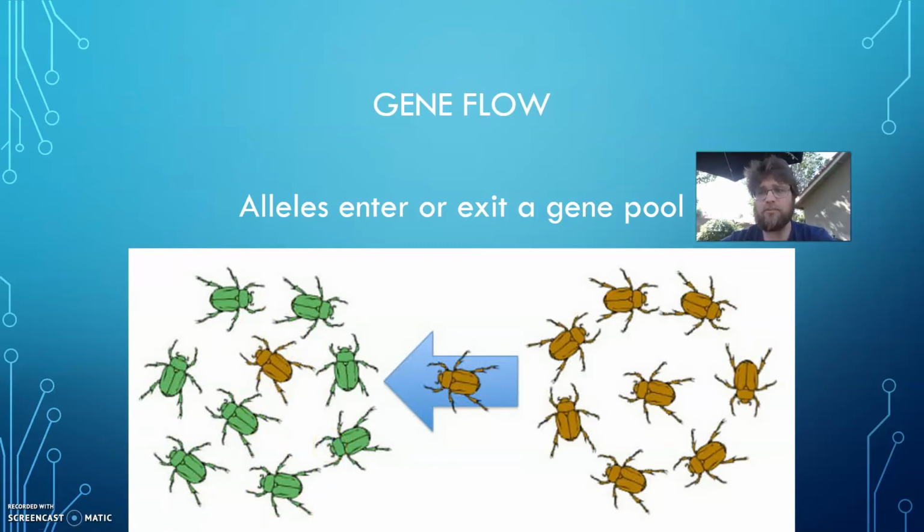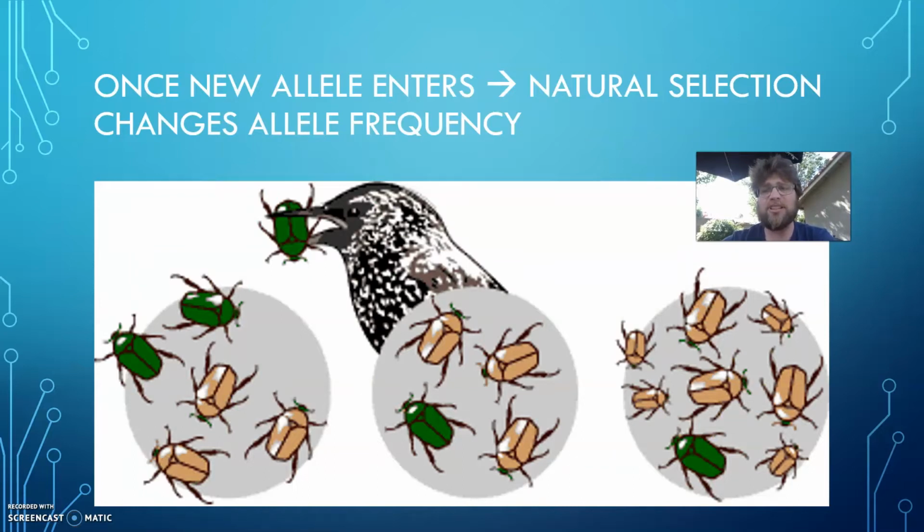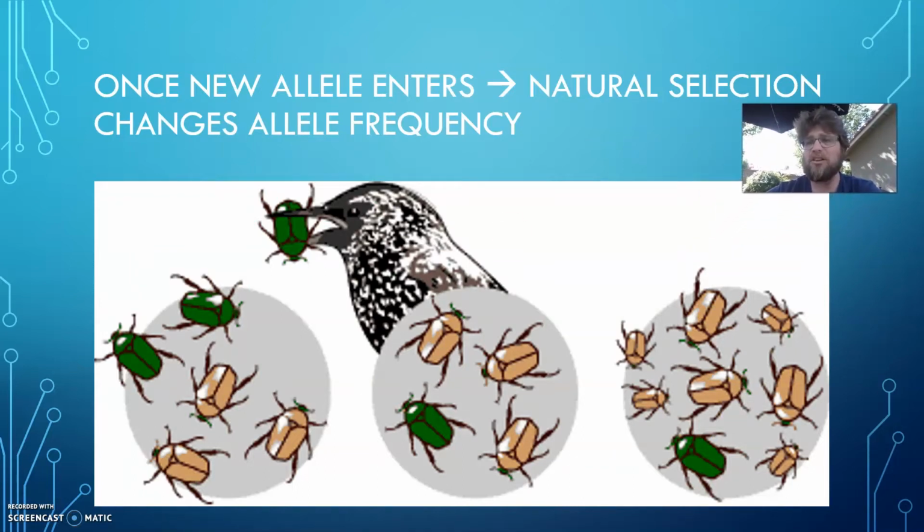And if that brown allele stays around, natural selection could select for it. Say it does a better job of camouflaging. So over time, natural selection, the environment, will select for that allele. It'll become more common and the allele frequency will change.